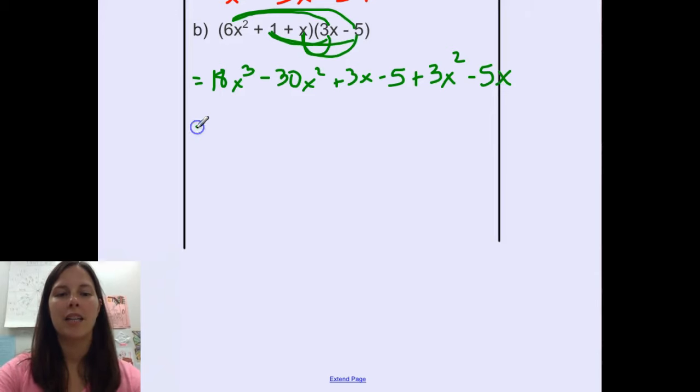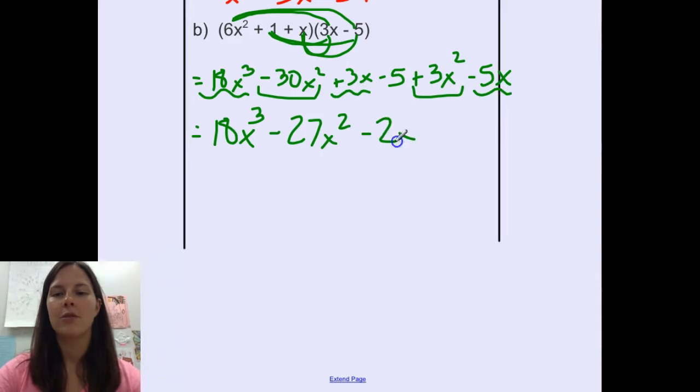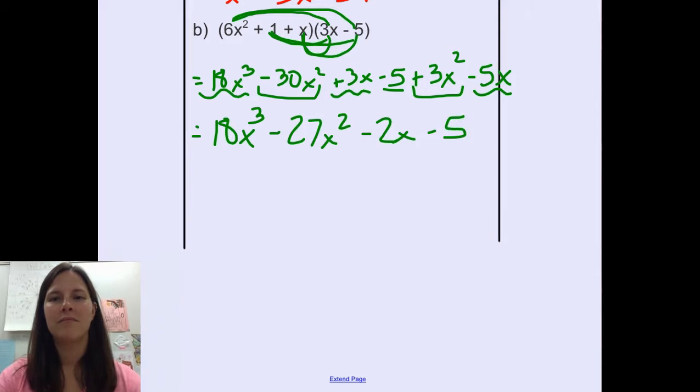And then I will find my like terms. My 18x cubed has the highest power and no like terms. And then I have negative 30x squared plus 3x squared, which gives me a negative 27x squared. 3x minus 5x is negative 2x, with my negative 5 with no like terms.